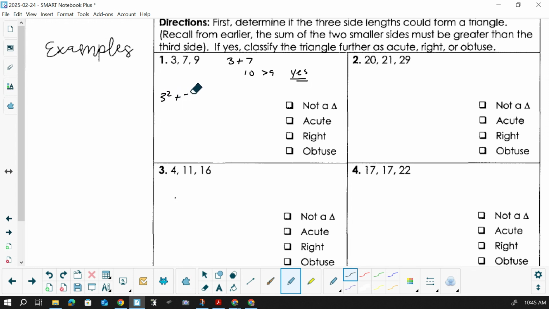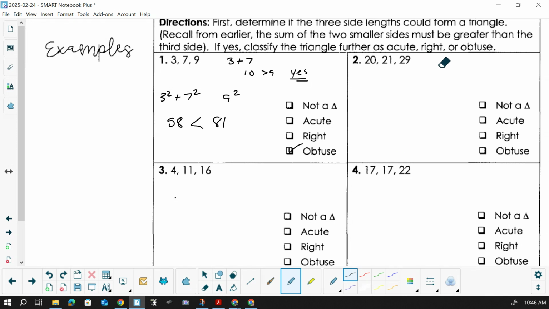3 squared plus 7 squared and the 9 squared. 3 squared is 9. 7 squared is 49. Add those together, we get 58. 9 squared is 81. So the c squared is too big for it to be equal. That makes it obtuse.